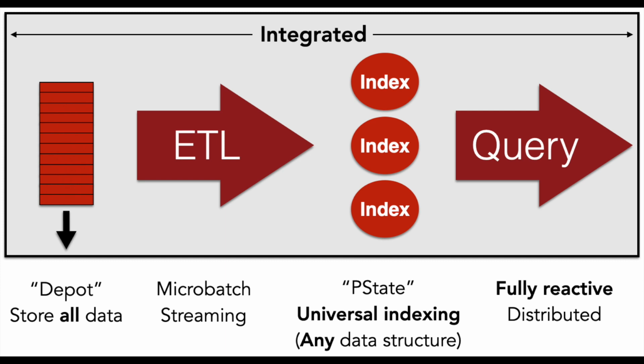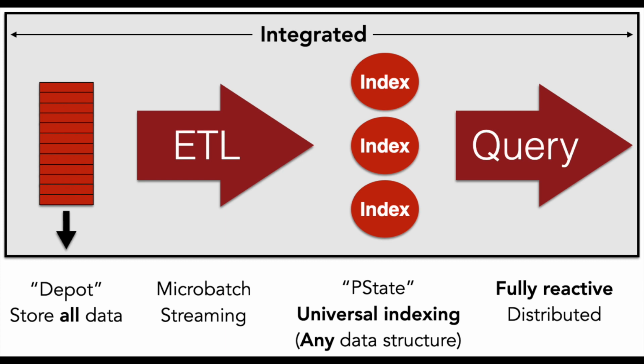Next are ETLs, extract, transform, load topologies. These consume data from depots in parallel to produce indexes, which we call partition states. Most of the time spent building Rama applications is spent programming ETLs, which are programmed with a pure Java API.